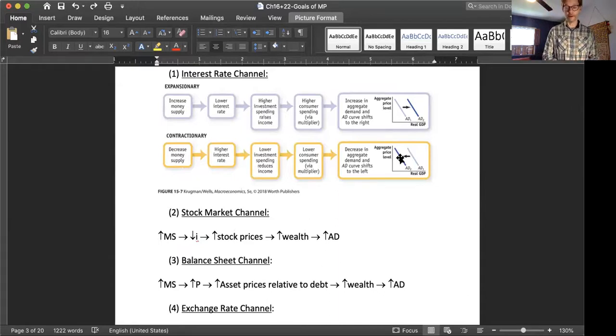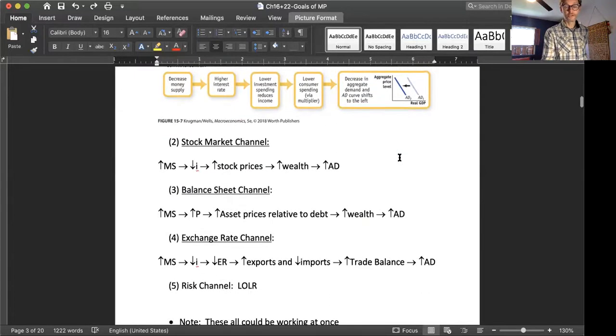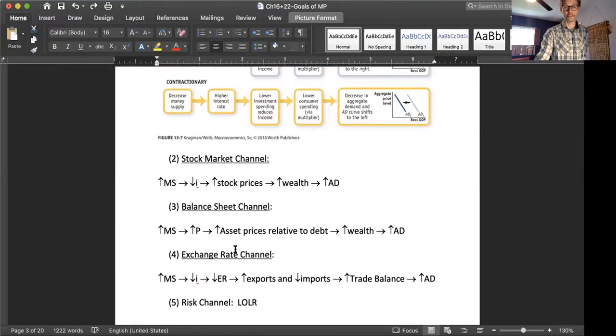That's the primary channel by which monetary policy works, but we've also talked about, or we'll talk about, other ways in which monetary policy works. One of the ways that monetary policy impacts the economy is through the stock market, right? We've talked about how when the Fed increases the money supply and cuts interest rates, that puts upward pressure on stock prices, right? We talked about this all the way back in chapter 7. And so what happens when stock prices go up? People are wealthier, they might spend more, and that might increase aggregate demand as well. So that's another way that monetary policy works, not just directly through interest rates, but indirectly through the stock market.